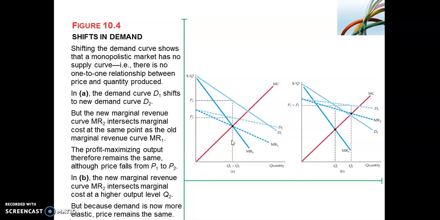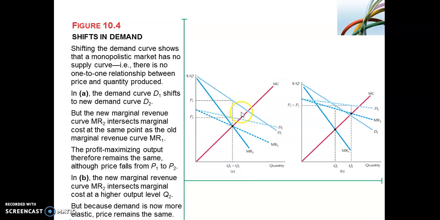So the price and quantity where your marginal revenue curve 1 and marginal cost intersect in both parts is going to be given by output Q1 and price P1. So there's your marginal cost curve, and this is the initial marginal revenue curve. At that point where they intersect, the output is Q1 and the price, if we trace it up to your initial demand curve, D1, is going to be P1. And the same condition is going to hold for this figure over here. So let's just focus on part A.